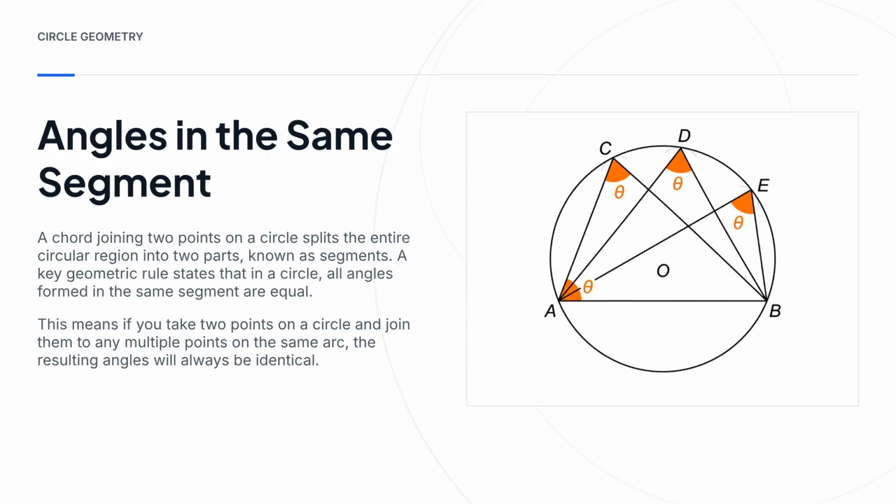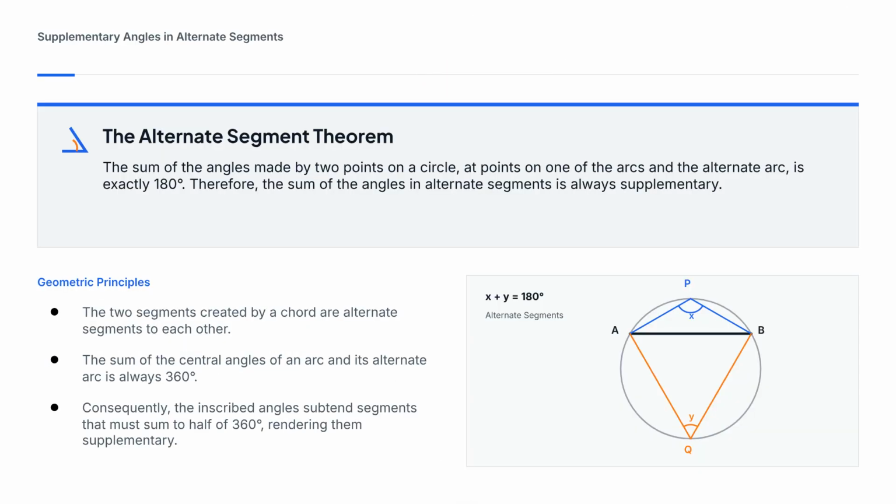Now consider angles in the same segment. A chord splits a circle into segments, and the fundamental rule of geometry is that all angles formed by the same arc in the same segment are equal. The alternate segment theorem takes this further.